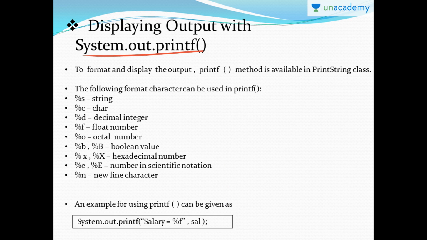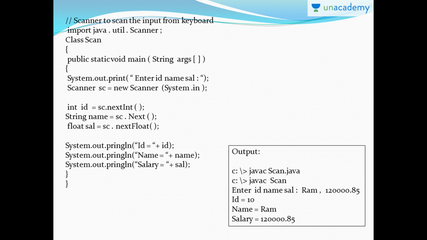Displaying output with System.out.print. All throughout the program till now, we learned what System.out.printf is. The statement is used to give some output that has to be displayed on our screen. To format and display the output, the printf method is available in the PrintStream class, and these are the different format characters. Like we use %s when we want to print string output. Like here for name, I can use %s instead of writing plus name.